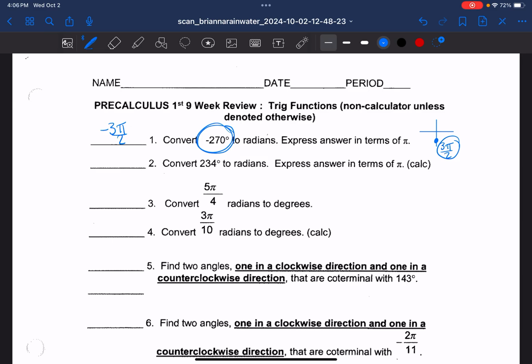So this would be negative 3 pi halves. They ask us to convert 234 degrees to radians and express it in terms of pi. 234 degrees is not on our unit circle, so we're not expected to have that one memorized, so it does say we're allowed to use our calculator.